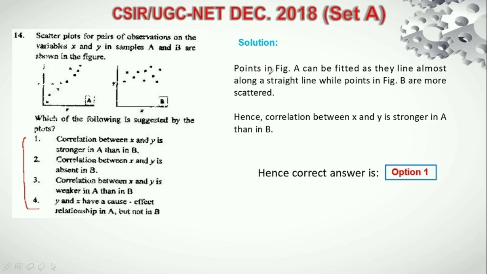So as you can see in the diagram A, that the points can be fitted almost in a straight line, but the points in figure B are more scattered. Hence correlation between x and y variables is stronger in case of sample A than in sample B. So option 1 will be the correct answer.